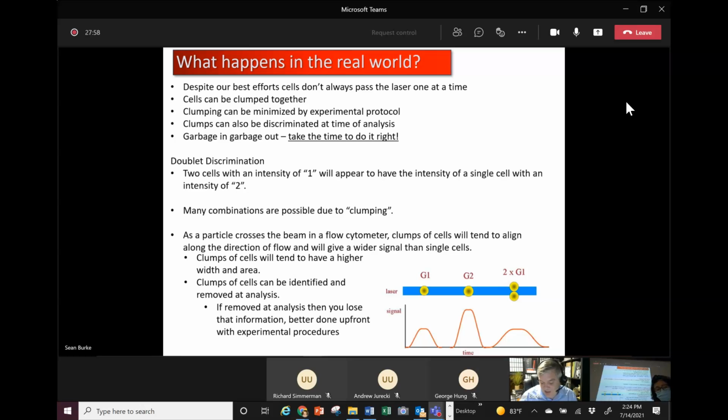If you're working with one of these core or shared resource facilities, they're going to give you some advice on how to do this. If you're working with that data afterwards, if there is some minimal clumping, there are ways that we can use software to help detect what is a clump of cells versus what is a single cell, but that only goes so far, right? Garbage in, garbage out. So again, take the time to make sure you're running your experiments in the protocols that are designed, and you're not going to run into any problems.